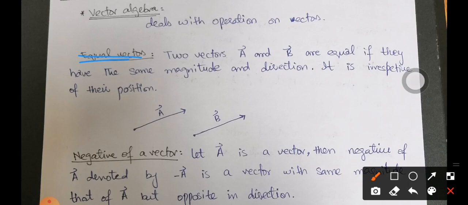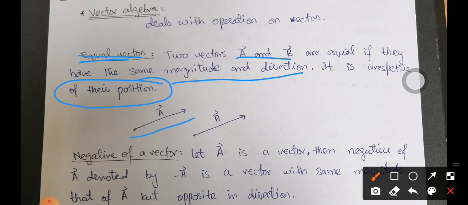Two vectors A and B are said to be equal if they have the same magnitude and same direction. It is irrespective of their position. Now what is meant by irrespective of their position? Whatever position the two vectors have, it is not necessary that they have the same initial point. For example, here we have a vector A and at this point we have vector B. These two vectors are equal as they have the same direction and the same magnitude. So if two vectors have the same direction and same magnitude, they are named equal vectors.